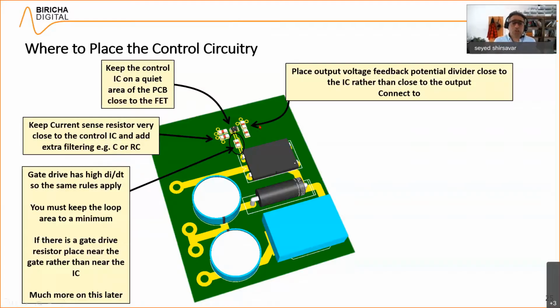Underneath the board, you put an island of ground on the bottom layer, and only connect at one point, where the signal ground connects to the power ground. Okay, now on a voltage mode, where signal ground connects to power ground is by the potential divider, so close to here you connect the two ground layers together. And on a current mode, the signal ground connects to the power ground near the current sense resistor.